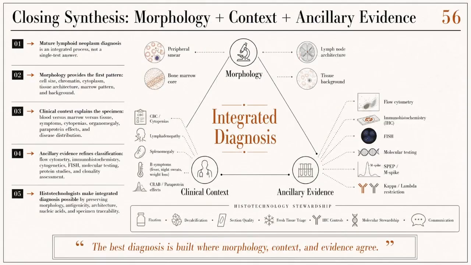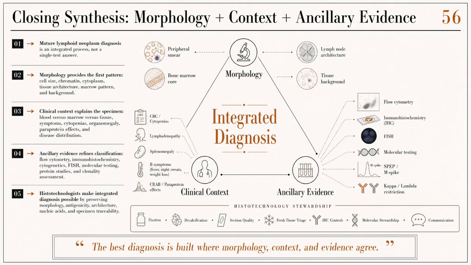In histopathology and hematopathology, no single element, whether morphology, clinical information, or ancillary testing, can stand alone to provide a definitive diagnosis. Instead, the synthesis of these components forms the cornerstone of diagnostic reasoning, guiding therapeutic decisions and prognostication. Morphology remains the foundational pillar in this process. Careful examination of lymph node or bone marrow architecture, cellular composition, and cytologic details such as nuclear contours, chromatin pattern, and cytoplasmic features offers critical clues.